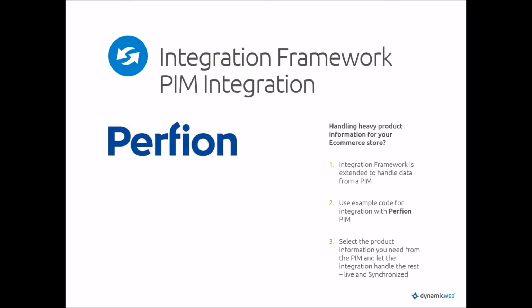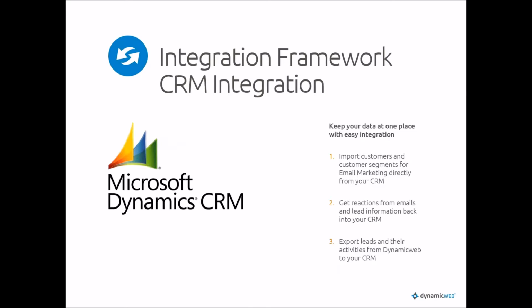We also released a new integration to the product Perfion, which is a product information system that a lot of customers are using for handling all their product information. It has things like inheritance and so on for product data, and Dynamicweb now has a default integration that takes all this product data and puts it into Dynamicweb.